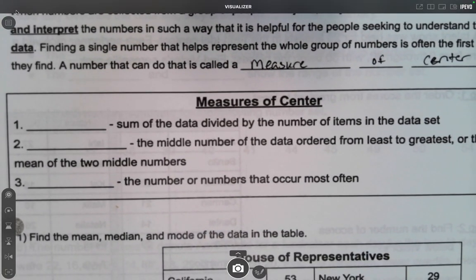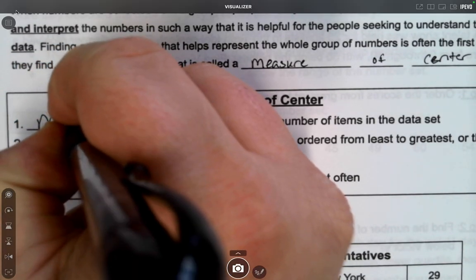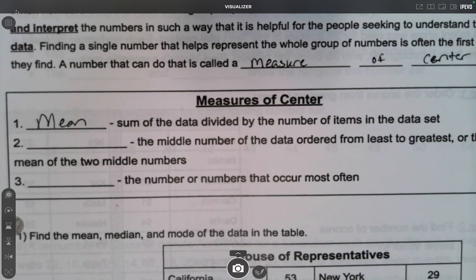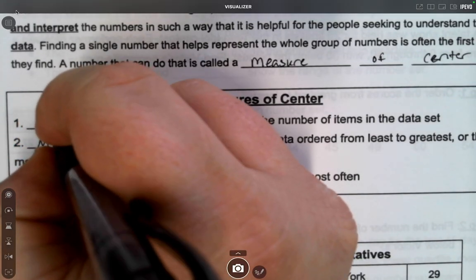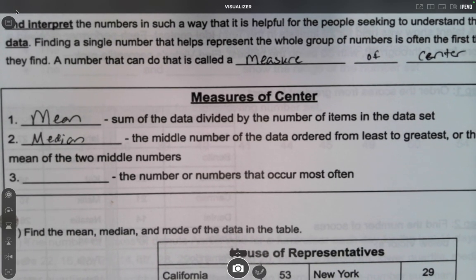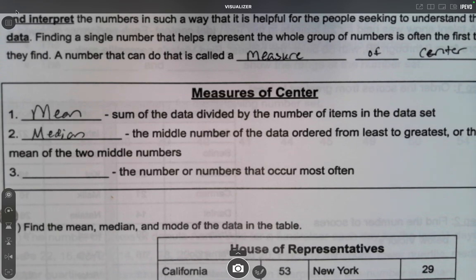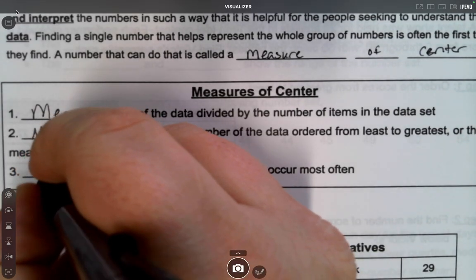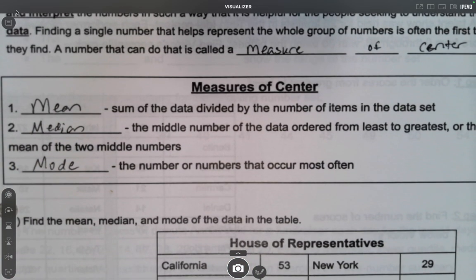So measures of center, the first one is the mean. We also call this the average, but it's the sum of the data divided by the number of items in the data set. There's also the median. If you would put the numbers in order from least to greatest, it'd be the number in the middle, or as we'll see in an example, if there's an even amount of numbers, there could be two numbers that are in the middle, then you take the mean of those two and call it the median. And last is the mode. It's the number or numbers that occur most often in the list.